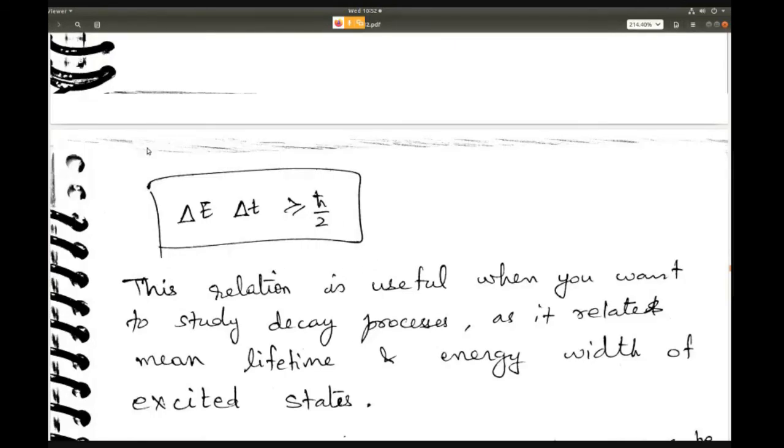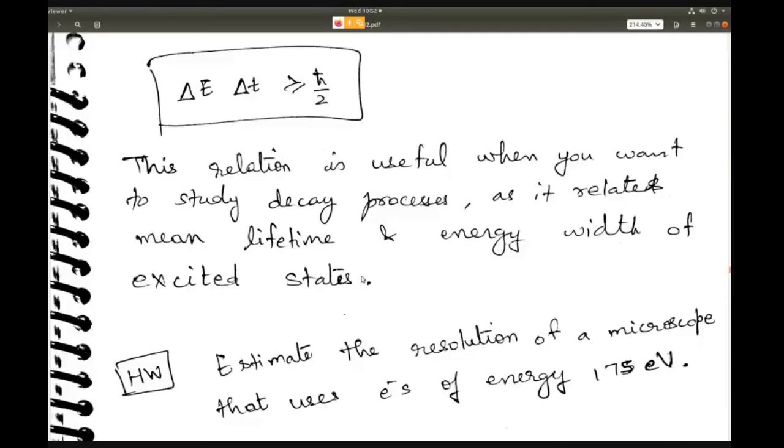Okay. So this relation is generally useful when you want to study some decay process, or you want to see what is the mean lifetime of the process or something like that, or the energy width of the excited state. Then you know what is the limit that you will get, and you can use this relation to get that limit.